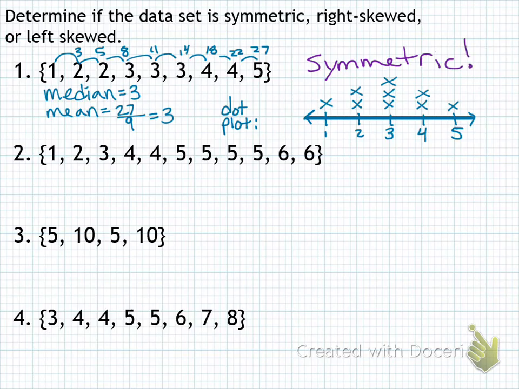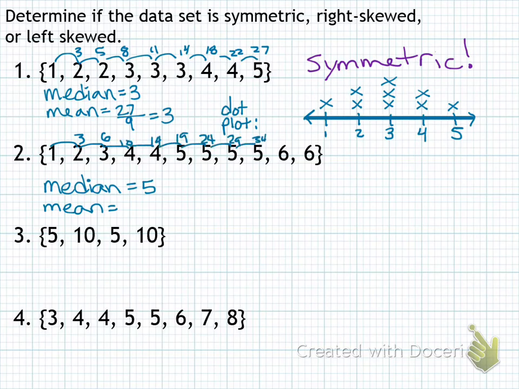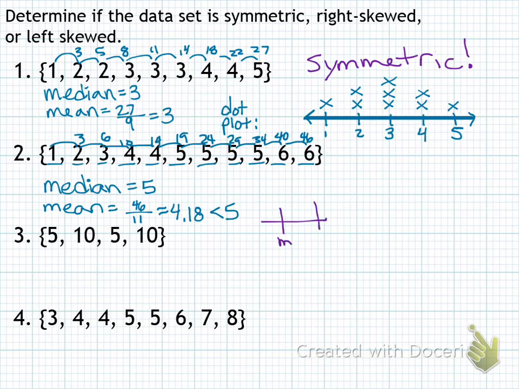And for number 2, we could do the same thing. So we could find the mean and the median and compare them. The median here is 5. If we add the numbers and divide by the number of terms for the mean, we get 46 here, divided by 11 is about 4.18, and we can tell that that's less than 5, right? So the mean here is less than the median. On a number line, that means it would fall to the left, right? So this would be like our mean here and then the median. Okay, so the mean would be less than, right? So it's to the left.